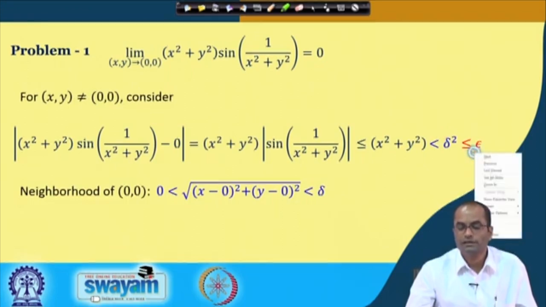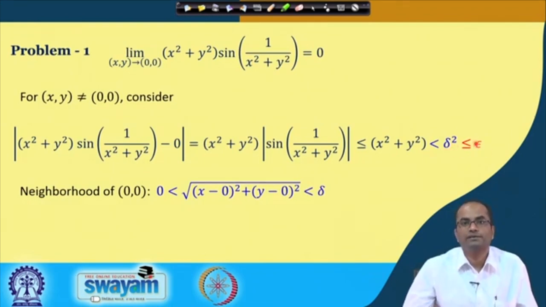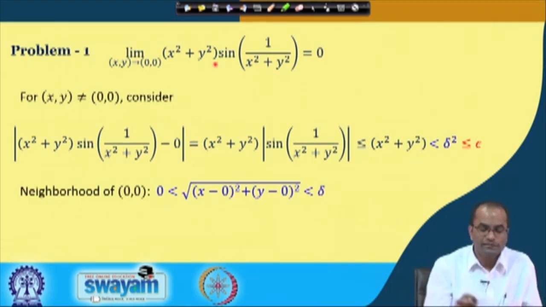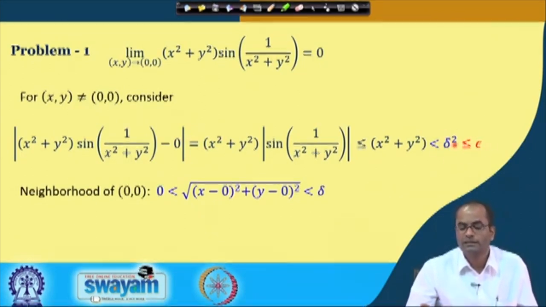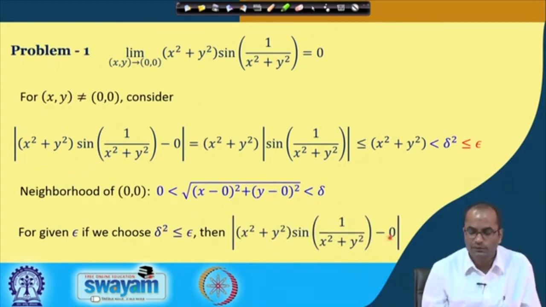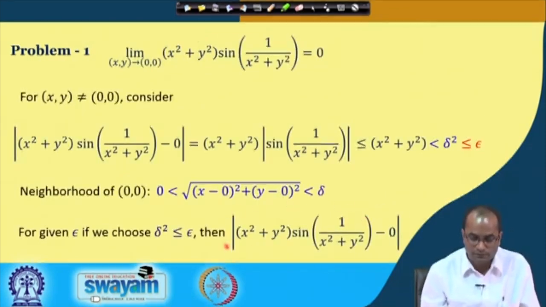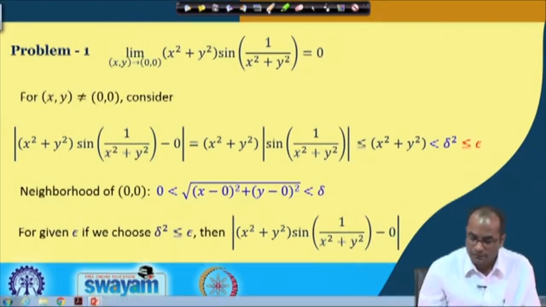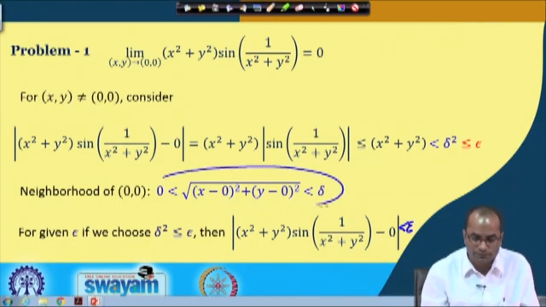So, for a given epsilon, if we choose delta such that delta square is less than or equal to epsilon, then we are done with the limit, that this difference is less than epsilon for the delta which satisfies that delta square is less than epsilon. So, here if for a given epsilon we choose that delta square is less than or equal to epsilon, then this difference between the function value and its limiting value will be less than epsilon, if we take (x, y) from this neighborhood.